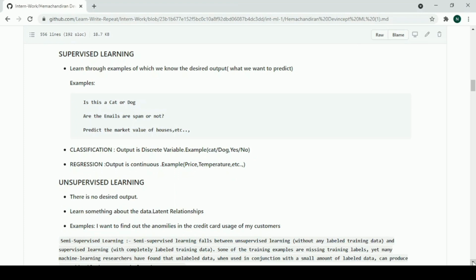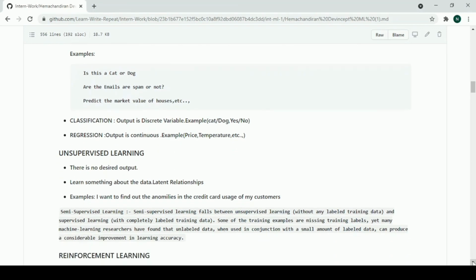After that, it's categorized into classification and regression. In classification, the output is a discrete variable. For example, we have cat or dog and we want to predict yes or no. Is it a cat? Then yes. If it is not a cat, then no. Then regression. In regression, the output is continuous, like the target variable is continuous. For example, the price and the temperature are continuous values.